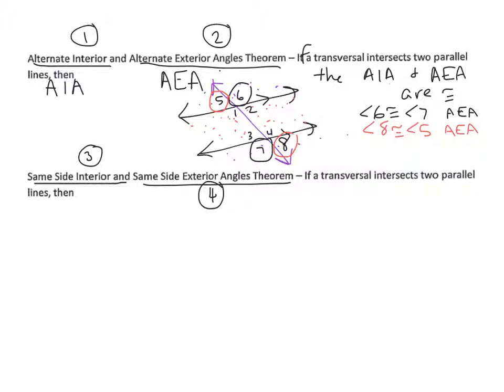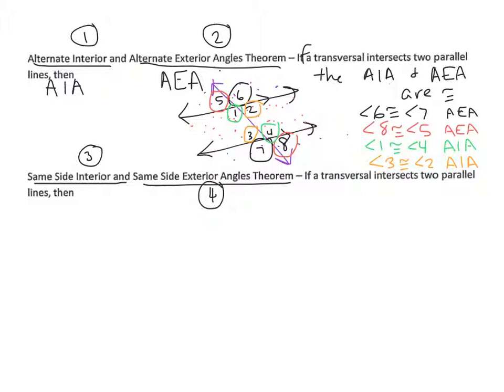Now we can do the interior angles. So 1, 2, 3, and 4 are interior. So angle 1 is alternate with angle 4. So angle 1 is congruent to angle 4 by the alternate interior angle theorem, AIA. And the last set would be 3 is congruent to 2. So angle 3 is congruent to angle 2 by the alternate interior angle theorem.